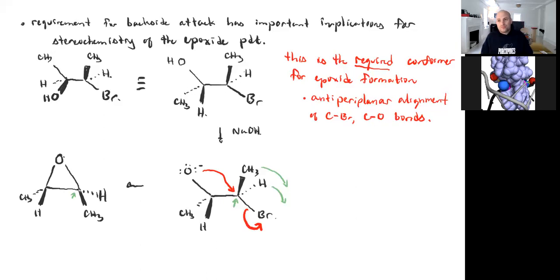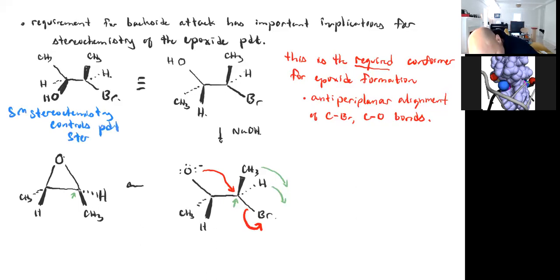Okay, so the point here is that the stereochemistry of the halohydrin starting material influences the stereochemistry in the product. So you need to think about the geometry of the halohydrin when you're thinking about which epoxide you want to access. All right, the second important way to make epoxides is by oxidation of alkenes, okay? And we call that an epoxidation reaction.